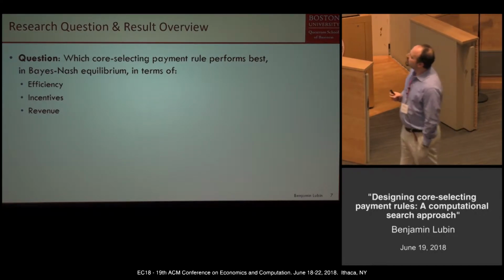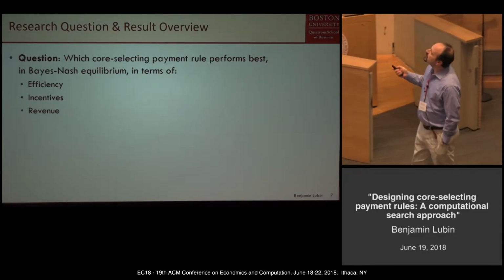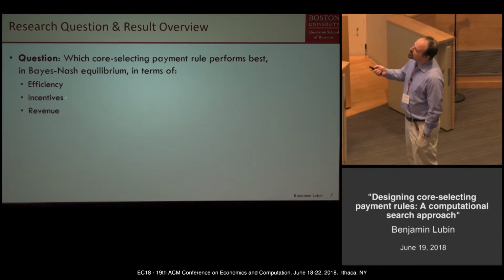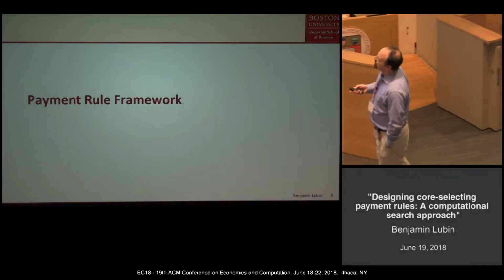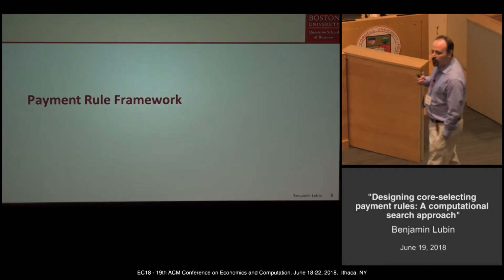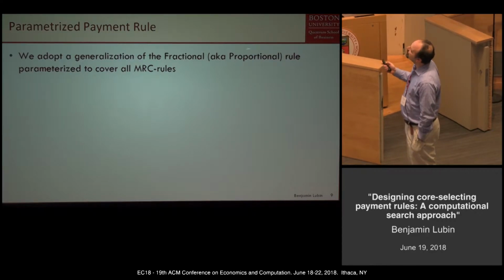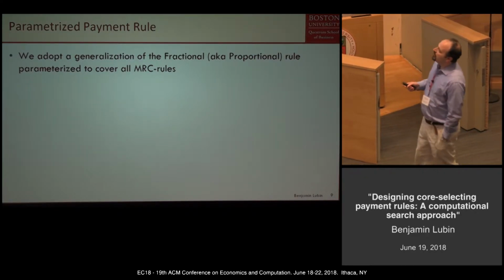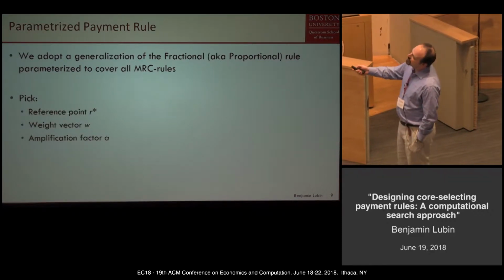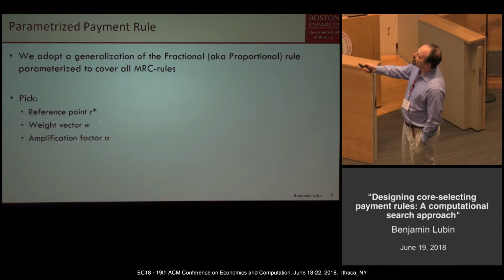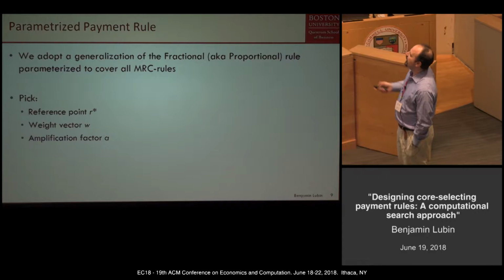So to be a little bit more specific, our research question here is which core selecting payment rule of these forms performs best in Bayes-Nash equilibrium in terms of the efficiency, incentives, and revenue of the implemented outcome. And to do this, we need to construct a framework for creating payment rules in this setting. And to do this, we generalize the fractional rule, which is sometimes called proportional rule, and parameterize it to cover all MRC rules. And to do this, one needs to pick a reference point, which we're going to denote R star, a weight vector W, and an amplification factor A.